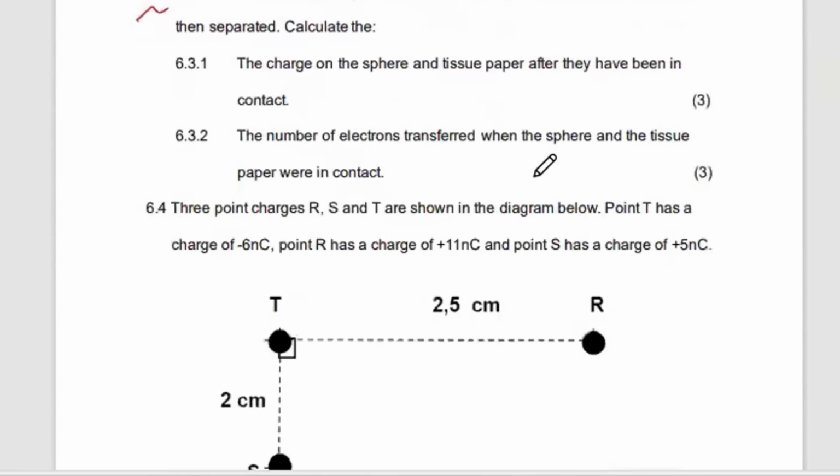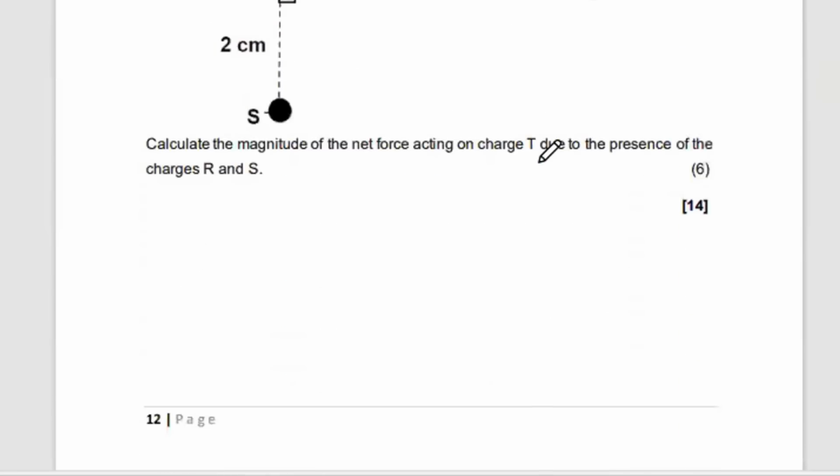All right, then 6.4, telling us that we have 3 point charges, R, S, T shown below. Point T has -6 nanocoulomb. R has 11 nanocoulomb, and then this is a 5 nanocoulomb. Calculate the magnitude of the net force that is acting on T due to the presence of R and S. So we need to get the force between this and then the force on T as a result of R.